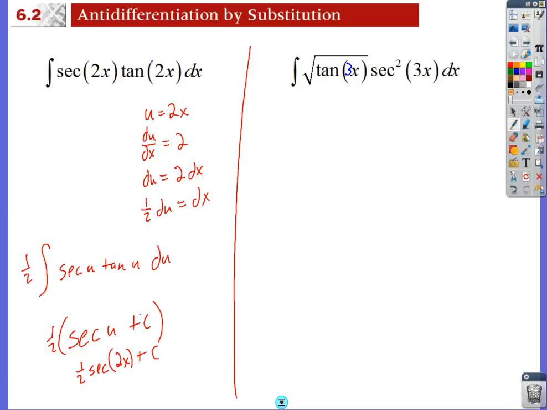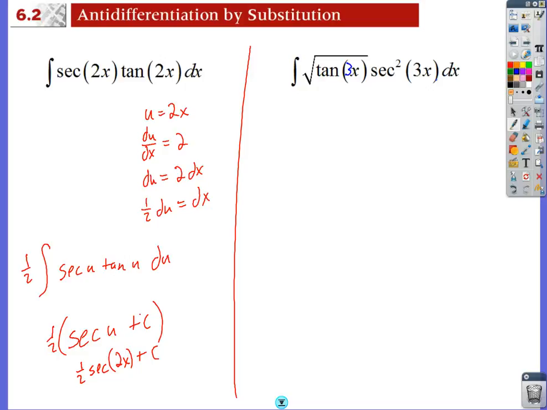So if I were to choose, and I go around through and I say, well, what if I choose u to be secant squared 3x? Well, do I know the derivative of secant squared? Yeah, but it's kind of messy, because it's secant times secant. I'd have to use a product rule. It's going to be messy, and I'm not going to end up with the square root of tangent 3x. Well, if I just choose 3x, then I take the derivative of 3x, and it's just 3, and nothing really cancels out. That's not going to help me much.